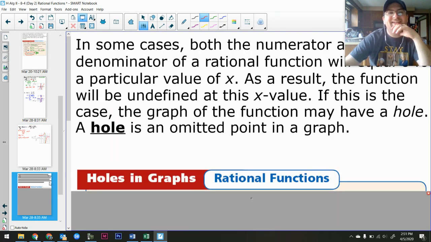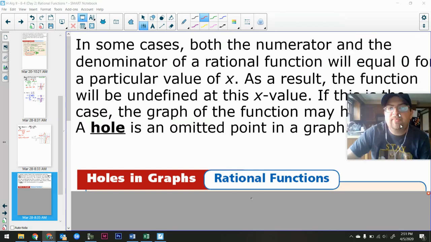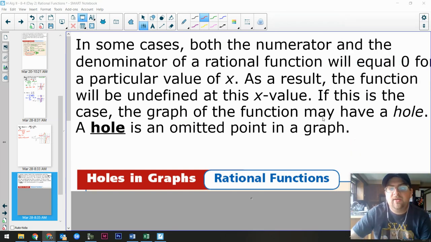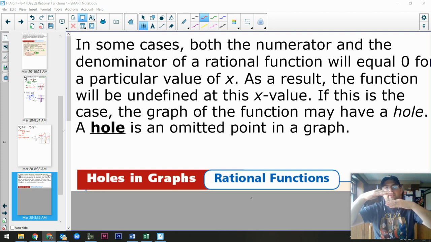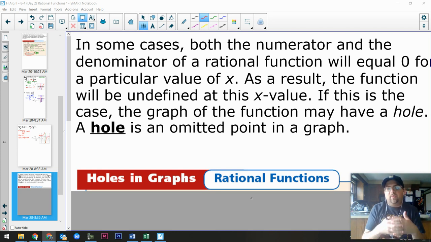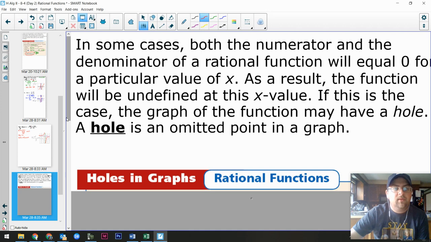All right. Last topic we'll discuss here is holes in a graph. In some cases, both the numerator and the denominator of a rational function will equal 0 for a particular value of x. Basically, this happens when there's a factor on the top and the bottom that cancel each other out, and it goes away. So it looks like it's not there, but what arises is now a hole in the graph. Okay, a hole in the graph.